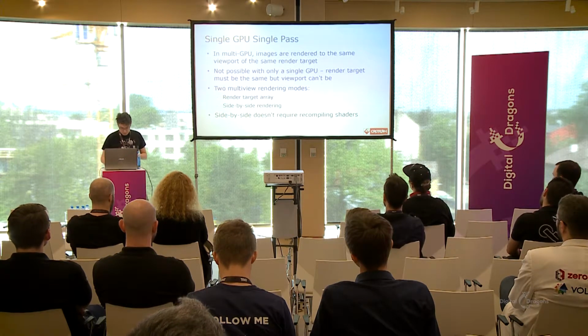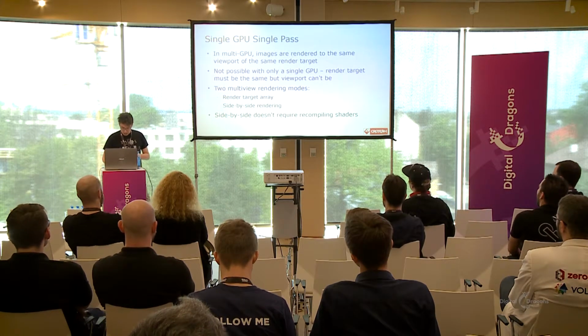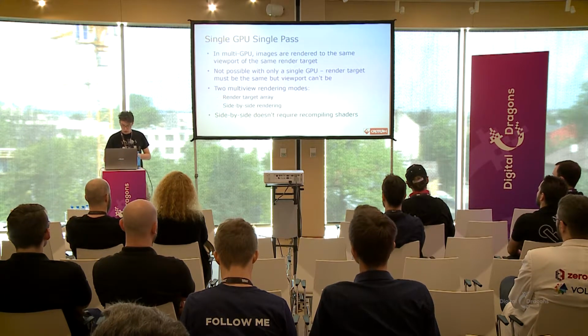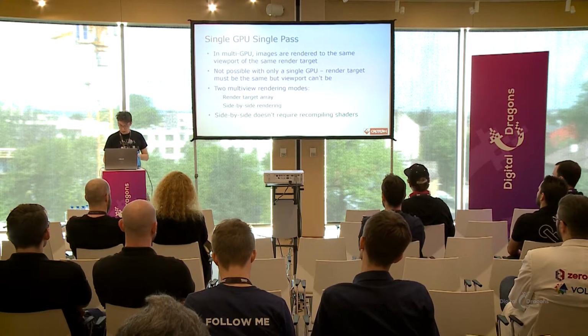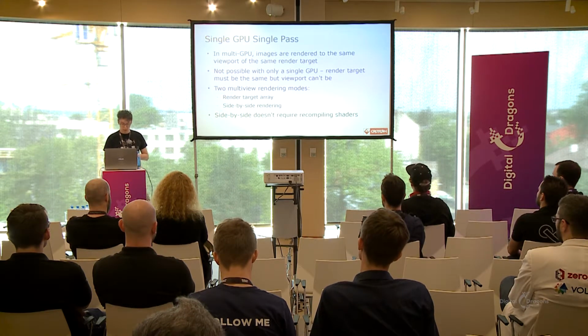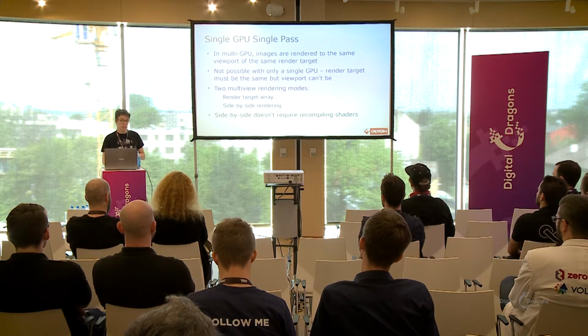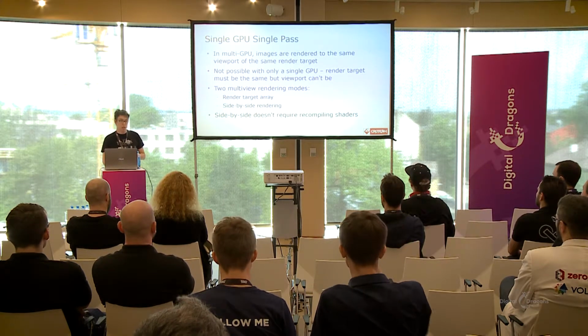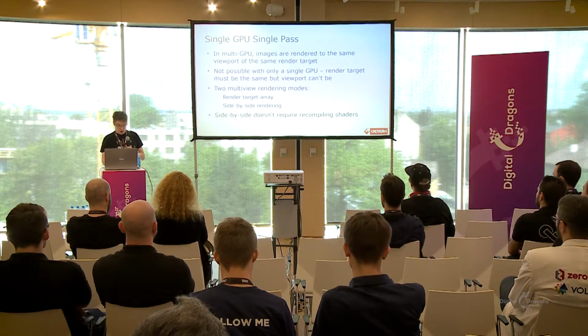So what the problem was is that in multi-GPU, images are rendered to the same viewport on the same render target. It's just the content of that render target that is different, so the memory is different. In case of single GPU rendering, we can't do that since there is only one memory. We can't have different images in the same viewport of the same render target. And we also can't specify a different render target for each eye.